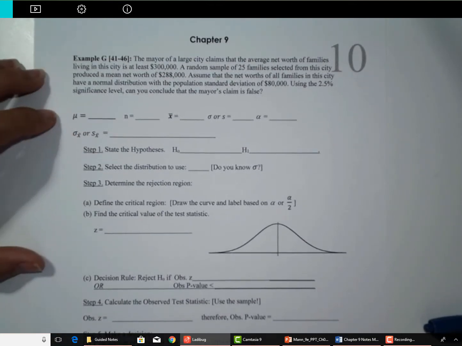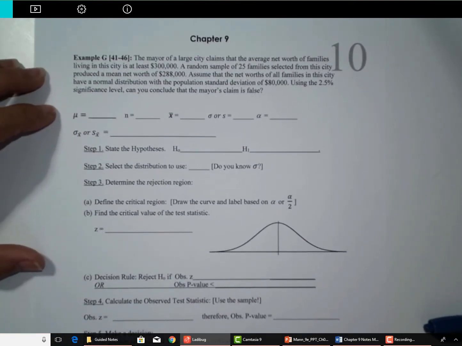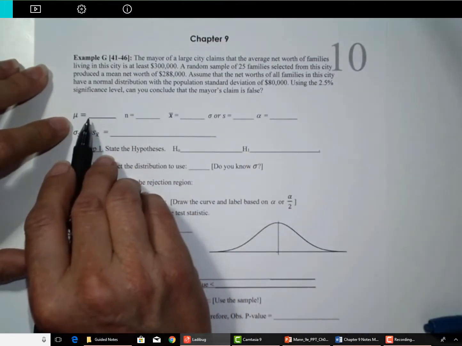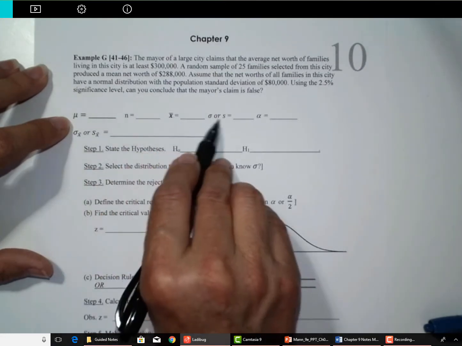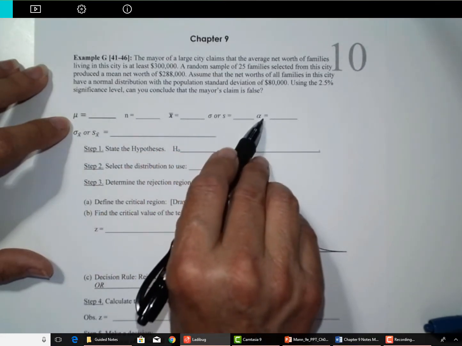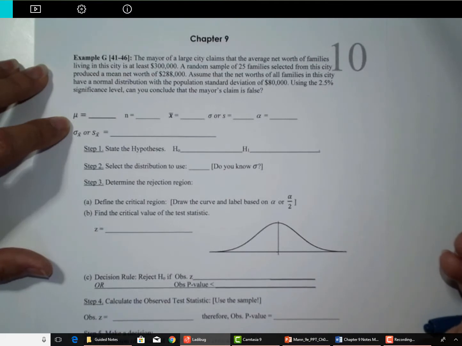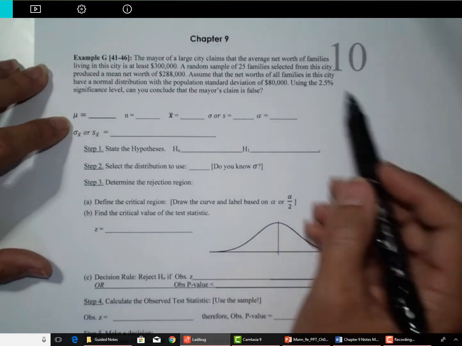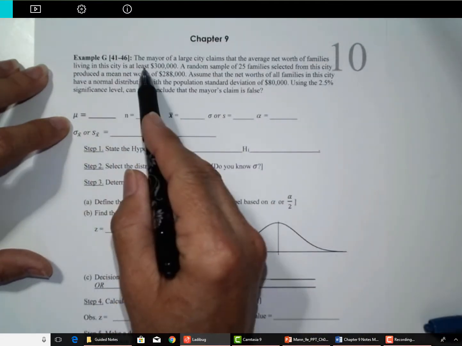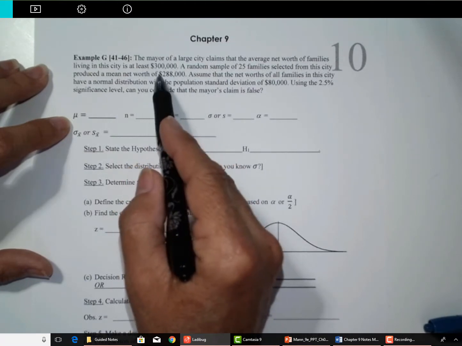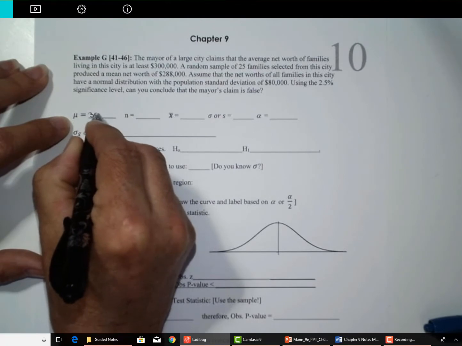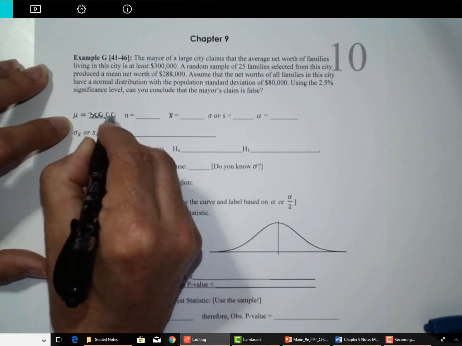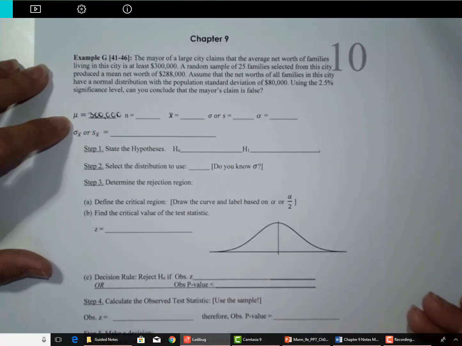So let's grab page 10 of our guided notes and take a look at the claim. First of all, we're looking for the 5 items: the old mean, the sample size, the sample mean, a standard deviation, and a significance level. That has to be given to us in all of these problems. So we see he claims the $300,000 net worth, and that's what we'll use as the old mean, because the comparison is going to be about whether the mayor was wrong or right.